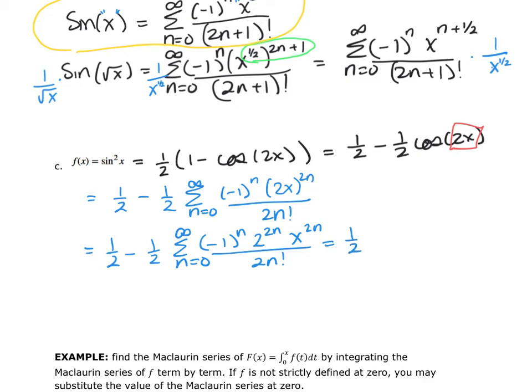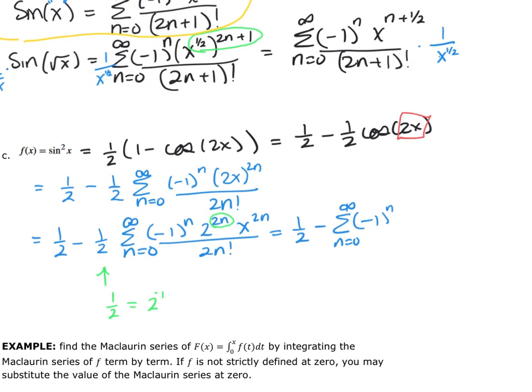I'm not ready to bring the other one in. And then it's going to be minus the summation. Now, this 1/2 is the same thing as 2 raised to the -1. So that means that I can write this part, because the bases are the same, as the summation of n equals 0 to infinity of -1 raised to the n, 2 raised to the 2n minus 1, x raised to the 2n, divided by 2n factorial. This needs to be in parentheses.